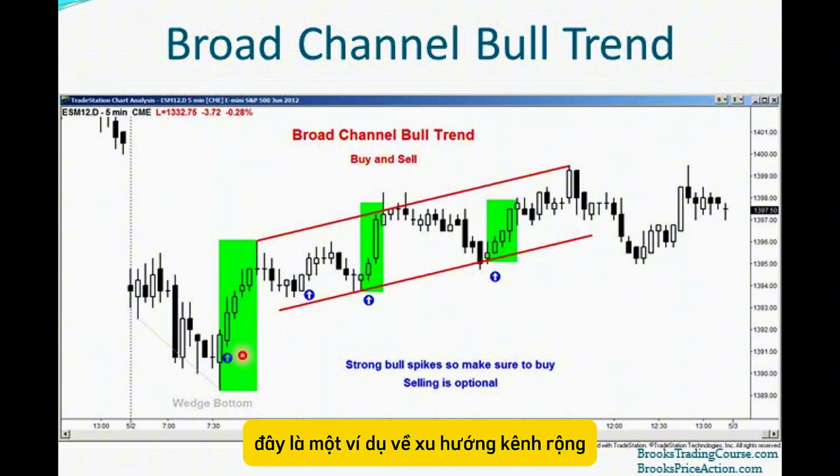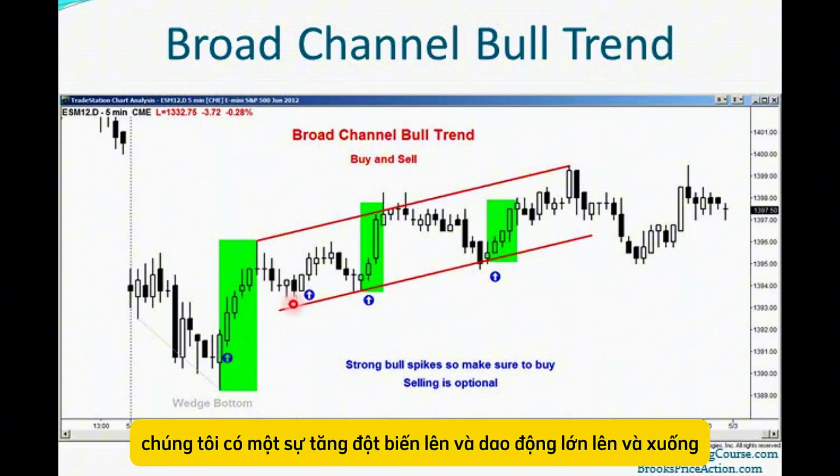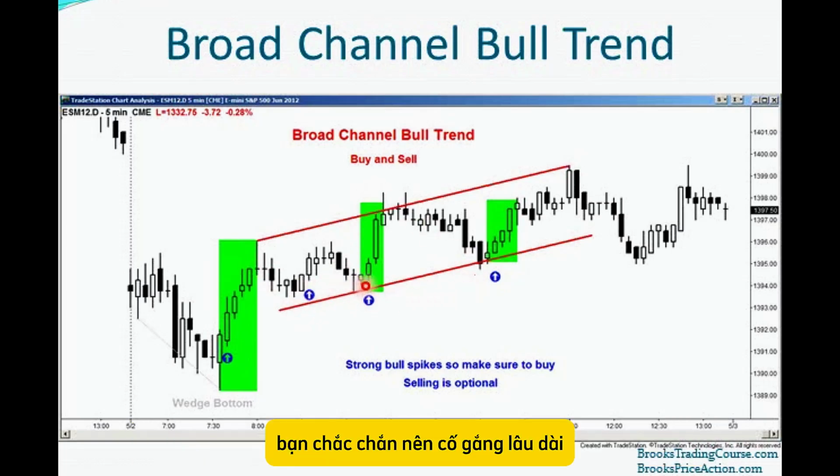Here's an example of a broad channel trend. We have a spike up and big swings up and down. You certainly should try to take the longs because it's a bull trend, right? A bull channel is a bull trend, so you want to be taking the longs. And you could consider shorts if there was a strong enough setup. Selling is optional.